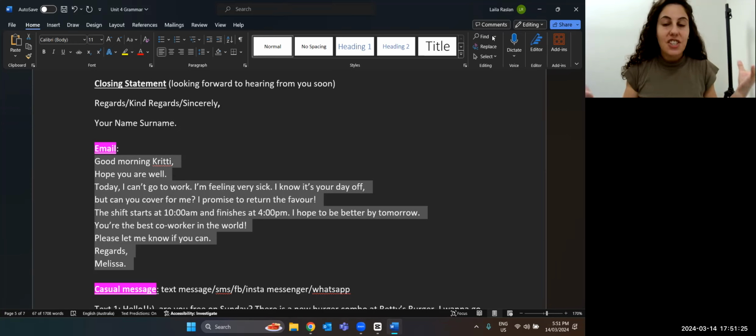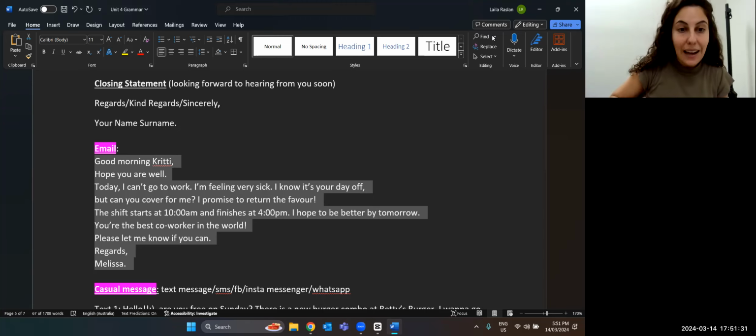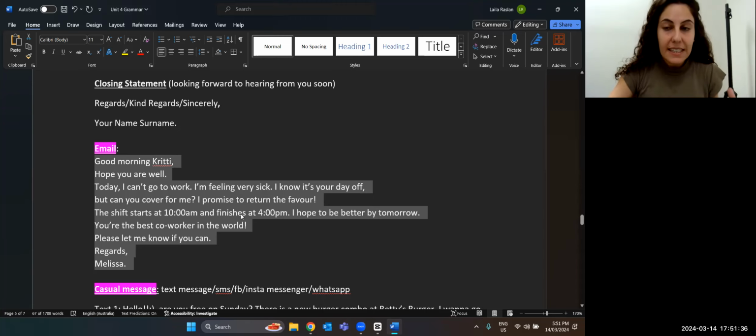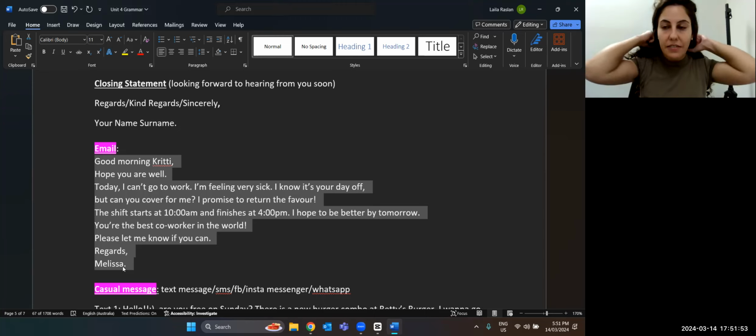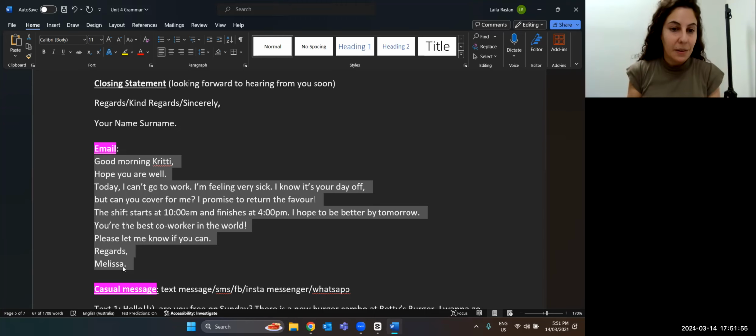Okay, so in this email, we could see that Melissa is writing to the person that she works with. And she's asking the person if, because she's not feeling well, her friend, her co-worker, can come and do her job. So she gave the details, what time. And yes, she thanked her. She said, please let me know if you can. And she has her name. Okay, so that's a very well-written email. It was between two people that work with each other. So the language can be a little bit casual, but it's still a very professional, well-written email.